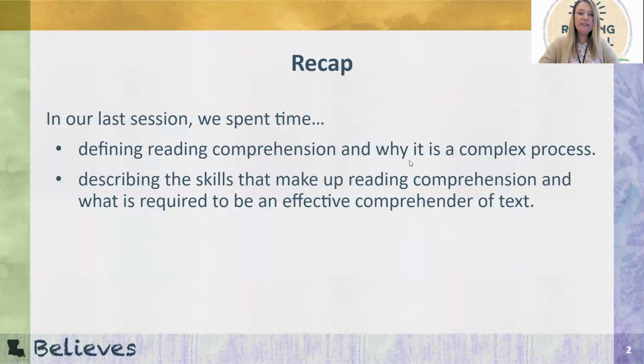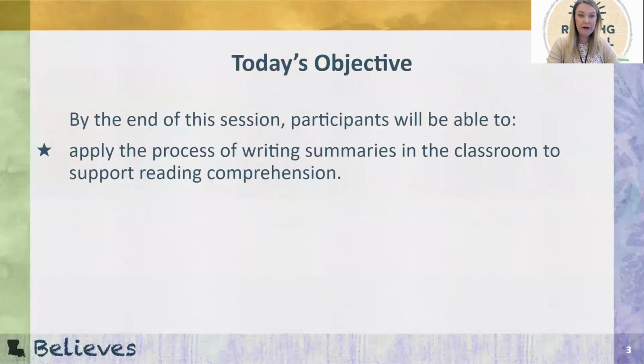Okay, so in our last session, we spent time defining reading comprehension and why it's a complex process. We described the skills that make up reading comprehension and what is required to be an effective comprehender of text. We said that we need to do those things in order to help support anybody who needs more support in reading comprehension. Today's objective is that by the end of the session, you will be able to apply the process of writing summaries in the classroom to support reading comprehension. I'm going to model a strategy for you, and then you're going to be able to apply it in your classroom.